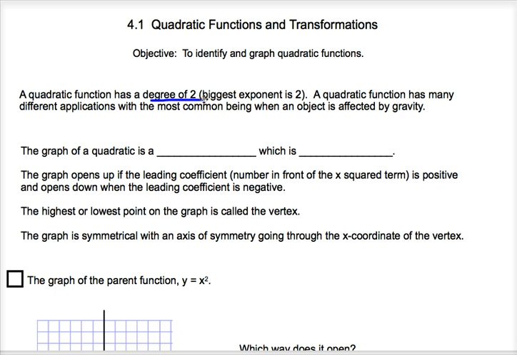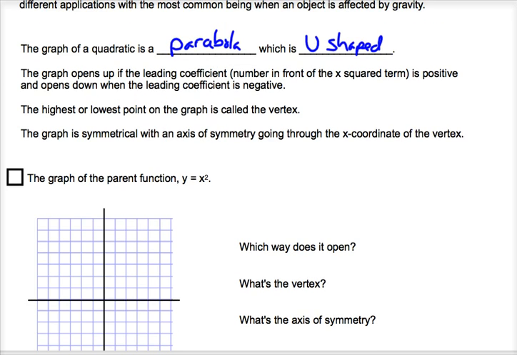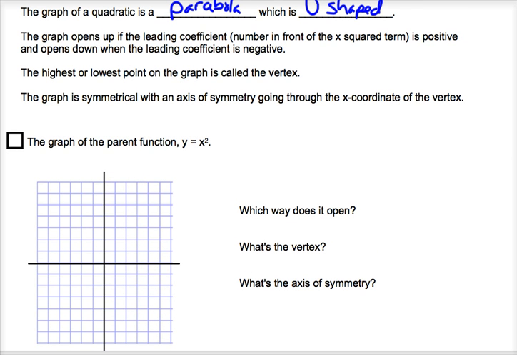The graph of a quadratic is called a parabola. You might remember that. We discussed that this year a little bit, and that is U-shaped. The graph opens up if the leading coefficient, that's the number in front of the x squared, is positive, and opens down if the leading coefficient is negative. That goes with our transformations. You got a negative in front, that tells you to reflect over the x, so that would make everything move down. Positive, you're going to have this U that opens up.